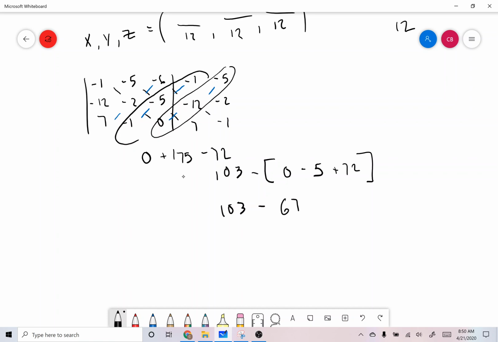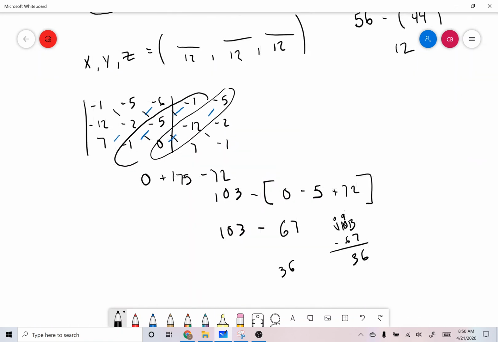103 minus 67 is 36. So we replace the x's. This is 36. So 36 divided by 12 is going to work. That's going to be 3. We'll get that in a minute. Okay, so we've done x.